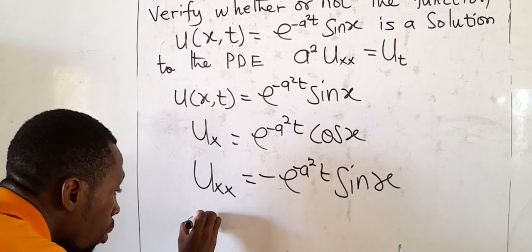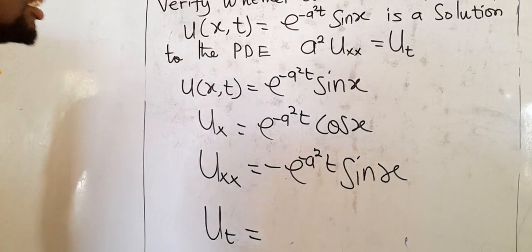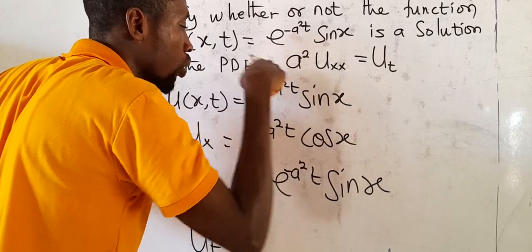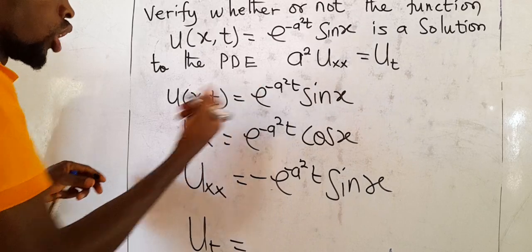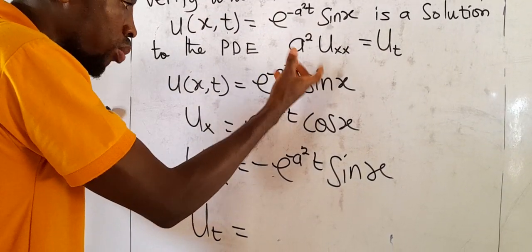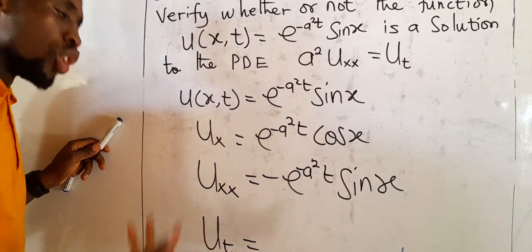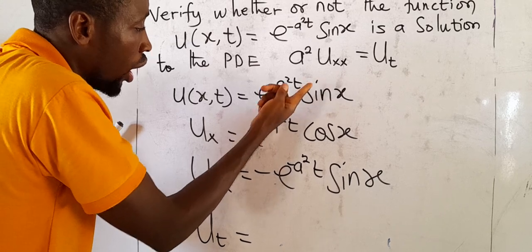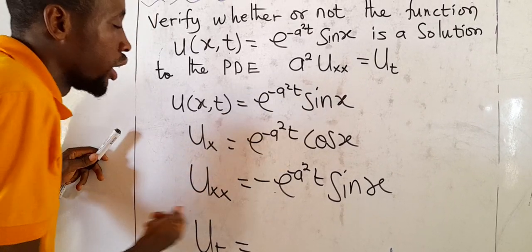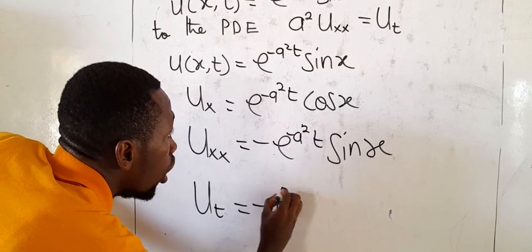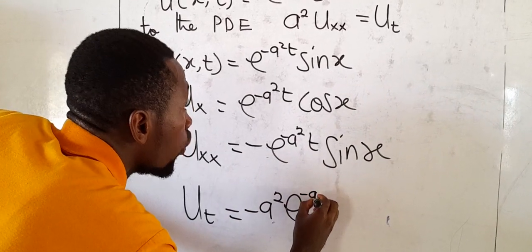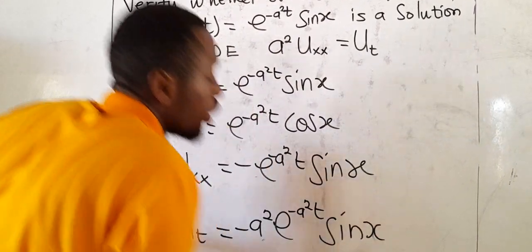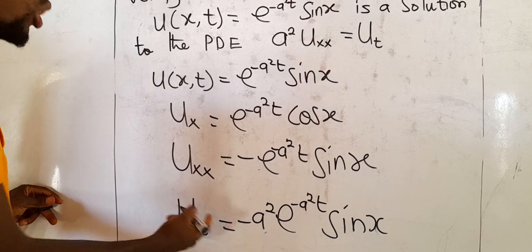The next thing is the partial differentiation of u with respect to t. Remember, the whole of this will be kept constant because our attention is not on x, it's on t. So remember how to differentiate exponential functions: just differentiate the exponent and use it to multiply the function. We know all this. When we differentiate negative a squared t, it will be negative a squared, because this is the coefficient of t. So we have negative a squared, repeat the function, e exponent negative a squared t, then sine x. So this is the partial differentiation of u with respect to t.